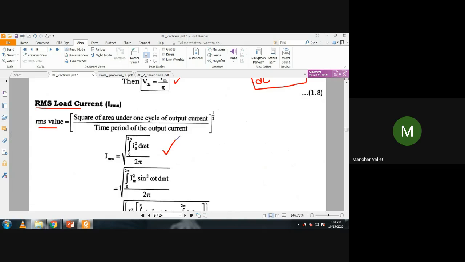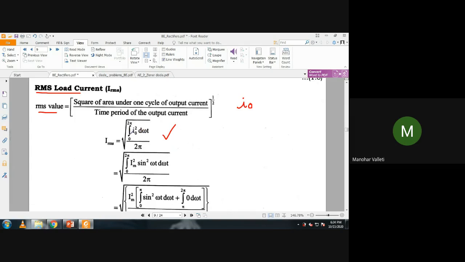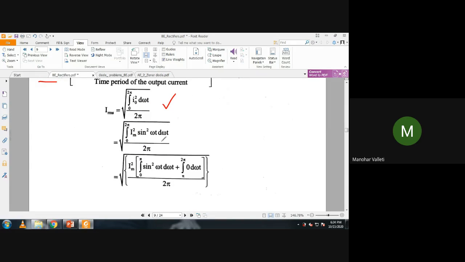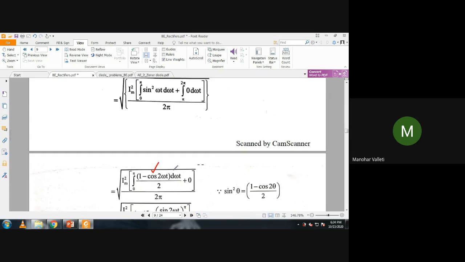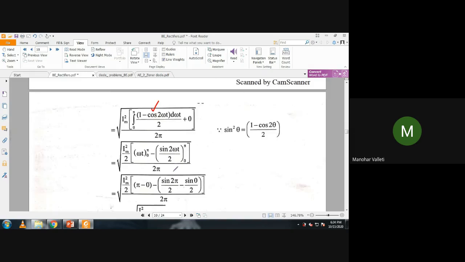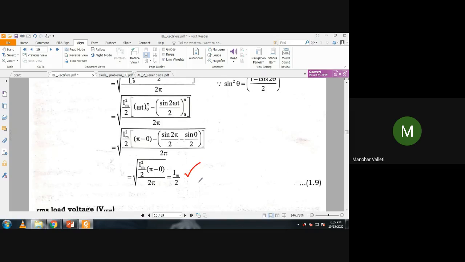Following the basic definition of the RMS value, I want to find the RMS value of I naught. Irms is equal to the square root of the integral from 0 to 2 pi of I naught square d omega t by 2 pi. I will take 1 by 2 pi common, and then we can solve this. I'm going for the final results. Sin square omega t is there. You can write it as 1 minus cos 2 omega t, and if you keep on solving, finally you will get Im by 2. Please note, this is very, very important. People are confusing it.